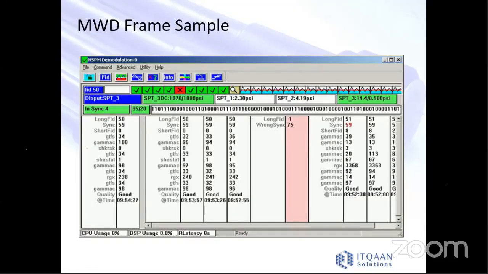So here we have an example. This is a screen we normally have on the service computer. We call this a frame. It contains some measurements like gamma, the measurements from the accelerometer, the magnetometer, and different measurements. As we can see here, the binary data is coming in, spreading over, like 101111. And as we can see on the top of this page, it says demodulation. So this is how demodulation is done on the surface, how it's monitored, and how it's done on the service computer.